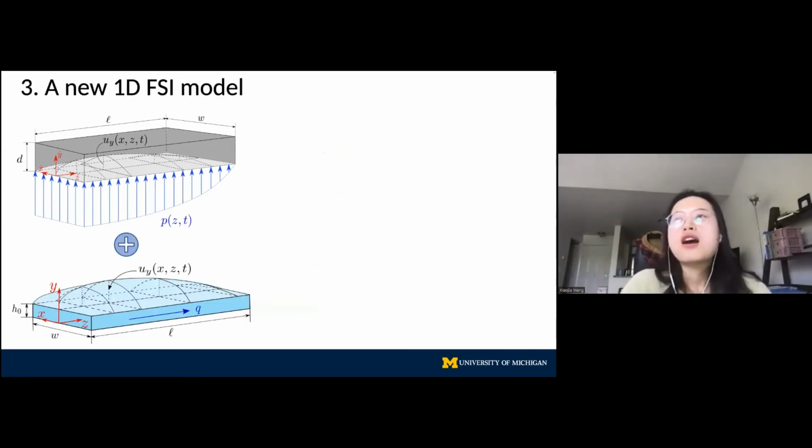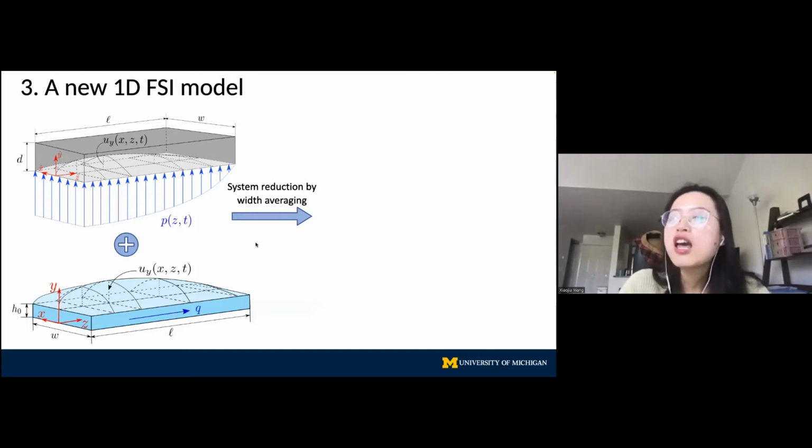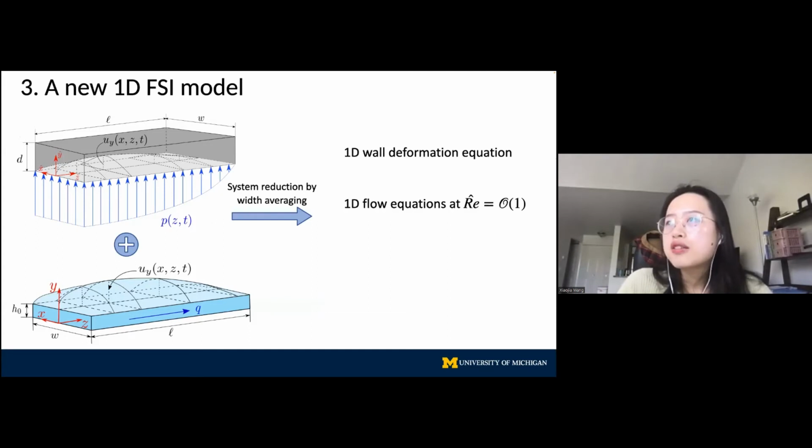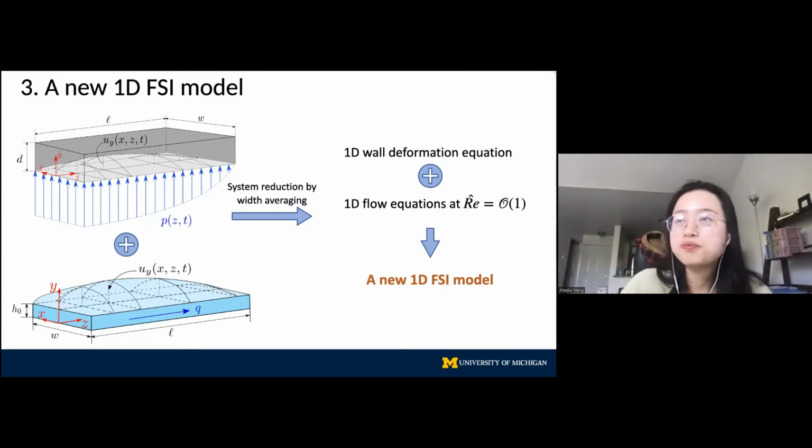Then the rest of my talk will show you how we couple the fluid mechanics problem with the solid mechanics problem. And the key step here is we reduce the system with averaging. By doing that, we end up with a 1D wall deformation equation and a set of 1D flow equations at Reynolds number up to order 1. Then by coupling these 2 sets of equations, we end up with a new 1D FSI model.